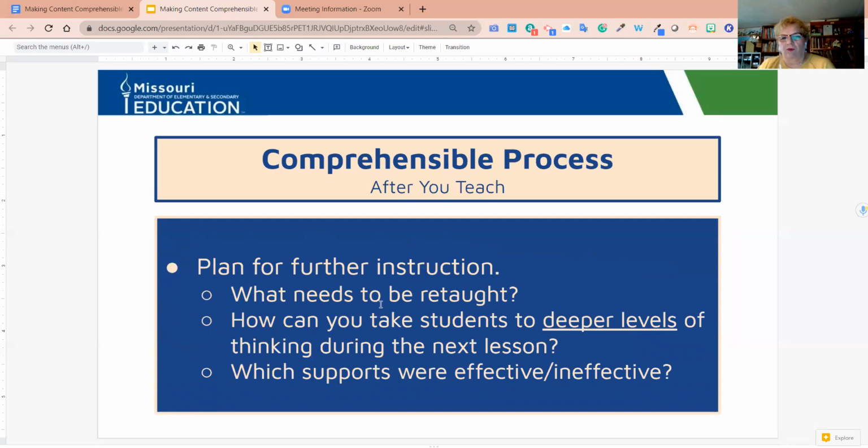And then planning for further instruction should be part of the after teaching, looking at what they've done, what needs to be retaught, how can I take it deeper for the ones who did understand, and what things did I do that were effective or ineffective that I want to use again or worked for that student so that we can use them again.